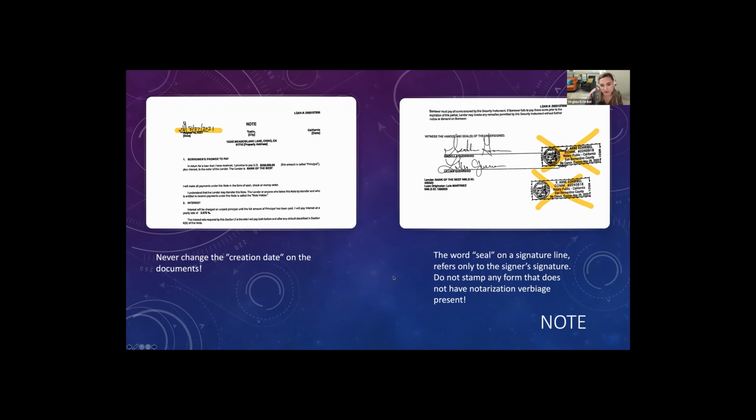And then the other error is stamping where the signature line says seal. Again, that word seal on a signature line refers only to the signer's signature. You're not going to want to stamp anything that doesn't have notarization verbiage, right? And it actually is against notary regulation to stamp something that doesn't have that notary verbiage or acknowledgement or jurat verbiage. So keep that in mind. Don't stamp, don't change creation dates.